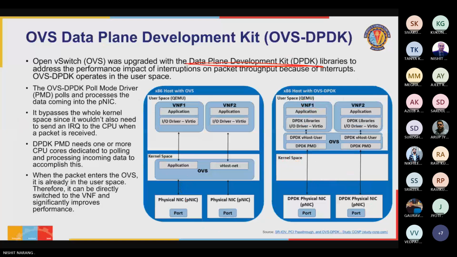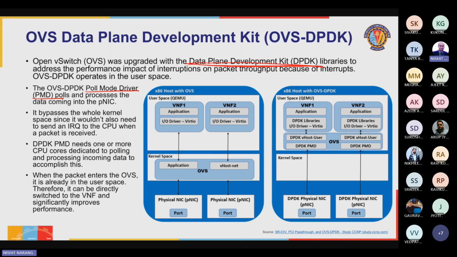DPDK does away with the interrupt-based architecture and actually uses what is called a poll mode architecture. So in the DPDK architecture, there's a driver called a poll mode driver, or PMD. The poll mode driver continuously polls the network interface card to see if the network interface card has received any network data. And if yes, then directly read it, to avoid any interrupt-based processing.